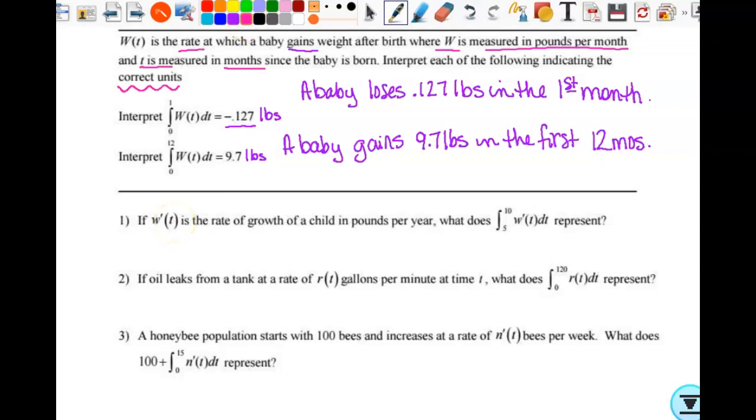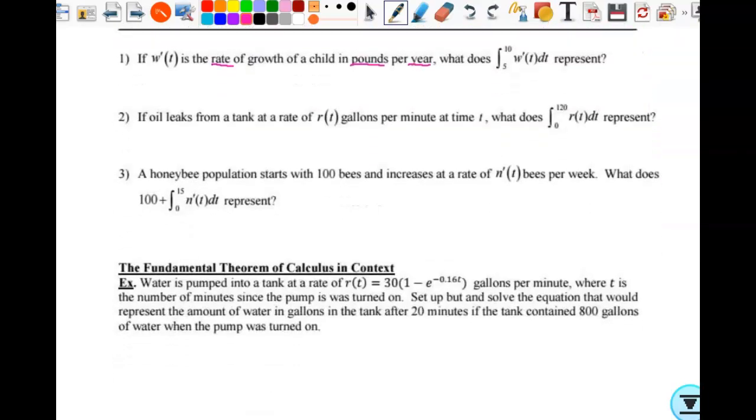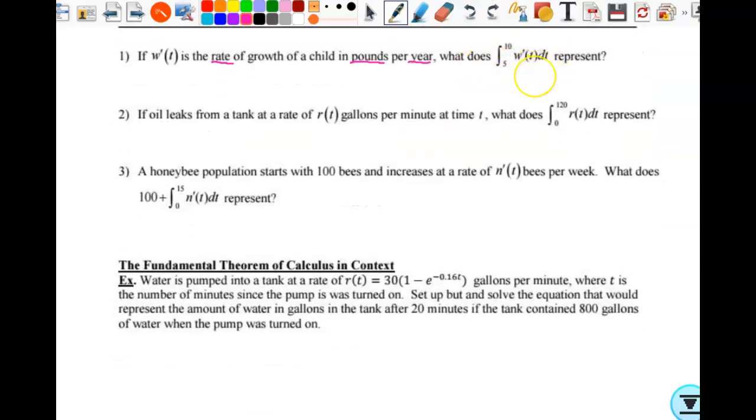If W prime of t is the rate of growth of a child in pounds per year, what does this integral represent? So first of all, what would the units be on this? Pounds, right? The 5 and the 10 represent what? Years, okay? Because it says in pounds per year, so the change in time, the dt, is going to have to be in years. So this is pounds per year times years. That gives me pounds, right?